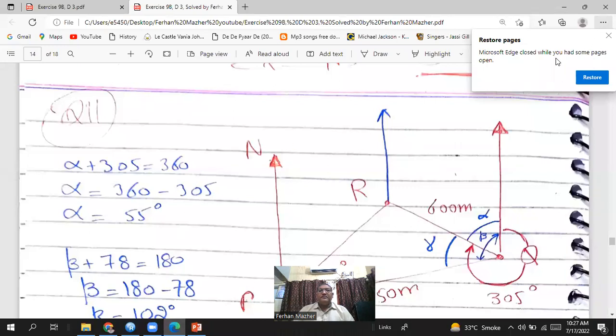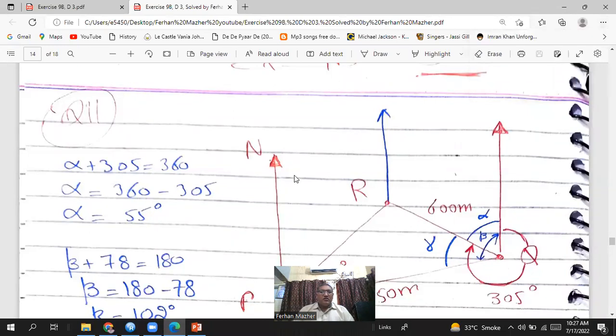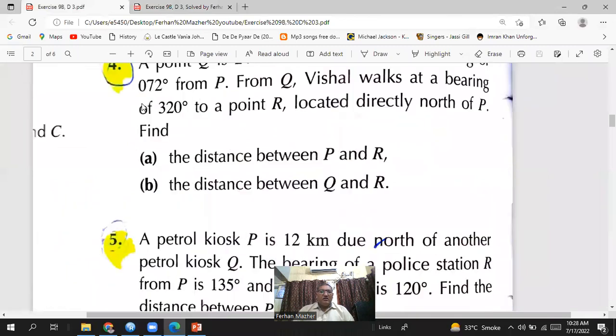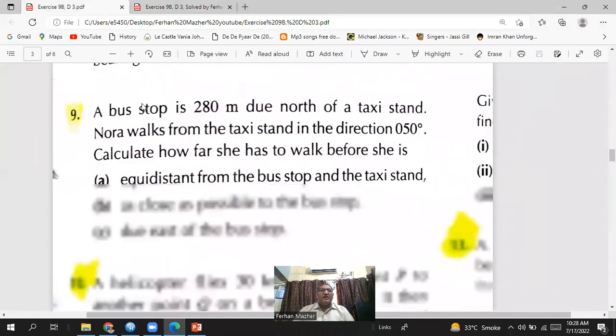So here we go. Okay. So exercise 9B from the book D3. We are on question number 11.